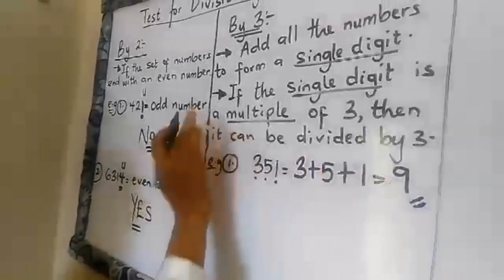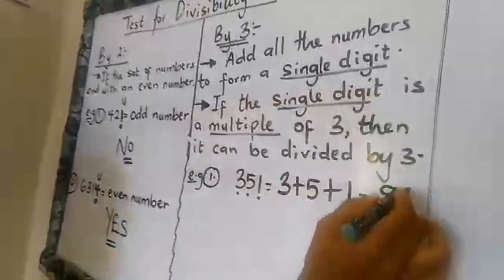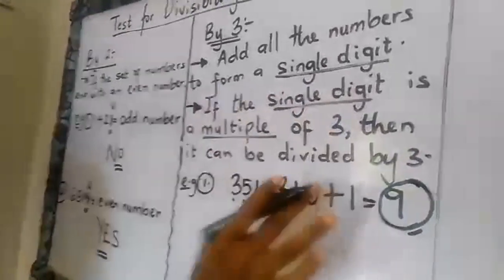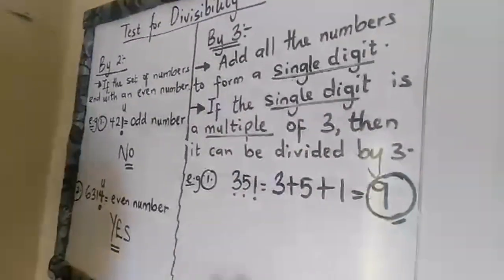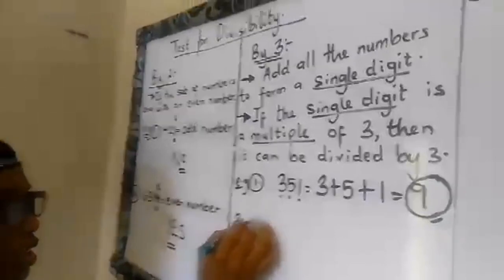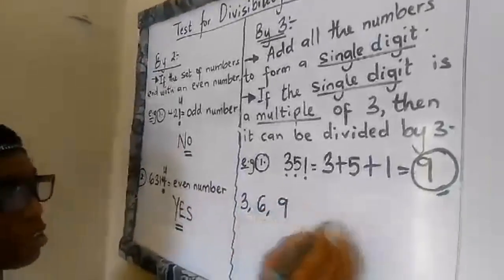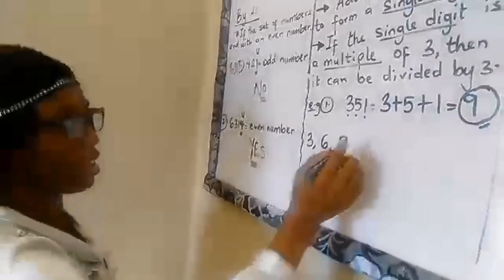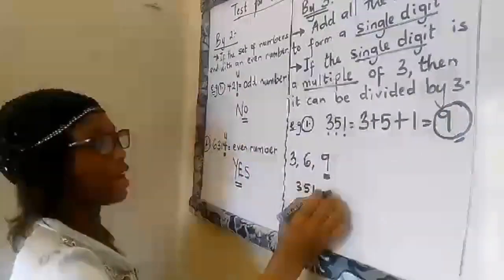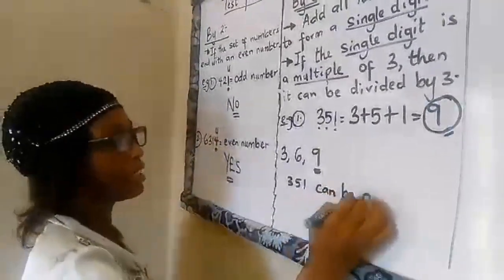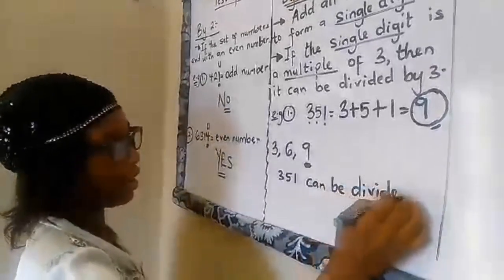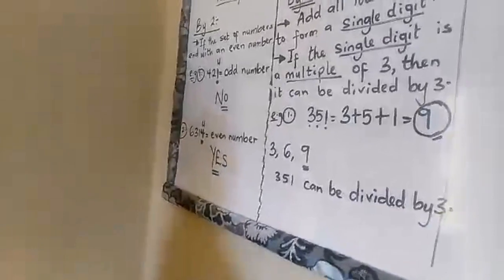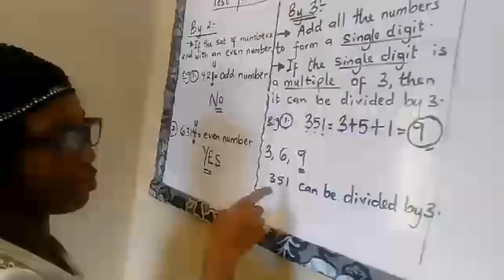That is step 1. Now step 2. If the single digit is a multiple of 3, then it can be divided by 3. Of course, multiples of 3 are 3, 6, 9. So you see that this 9 here is a multiple of 3. So yes, 351 can be divided by 3 without remainder, because when we added everything, it gave us a multiple of 3.